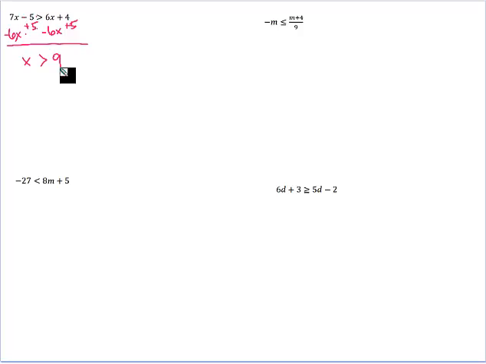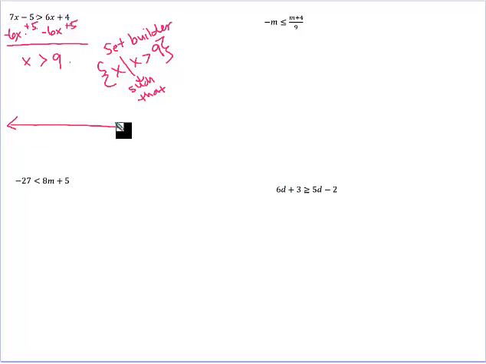Now when we solve with inequalities, we write it three ways. First way is called set builder. Set builder is your answer written in a special way. These curly brackets mean the set of all numbers for x. This straight line means such that x is greater than 9. Okay, so that's the first way that you're going to answer it, is in set builder.